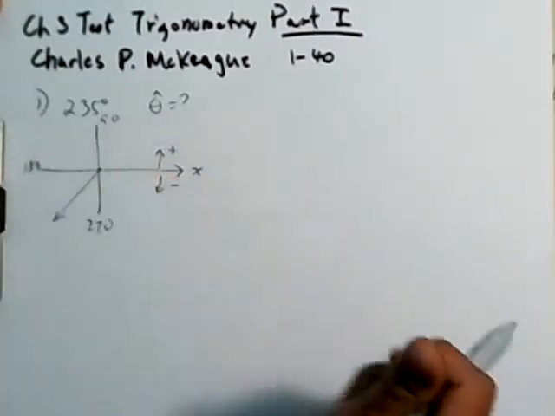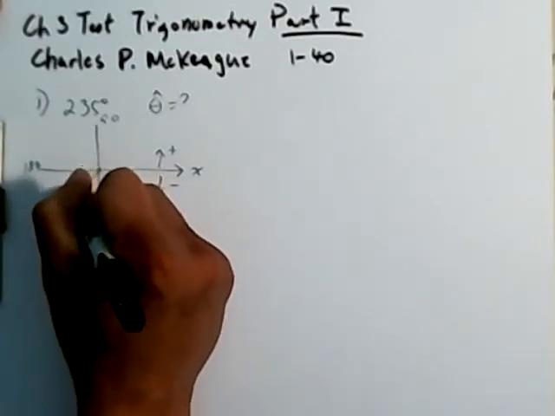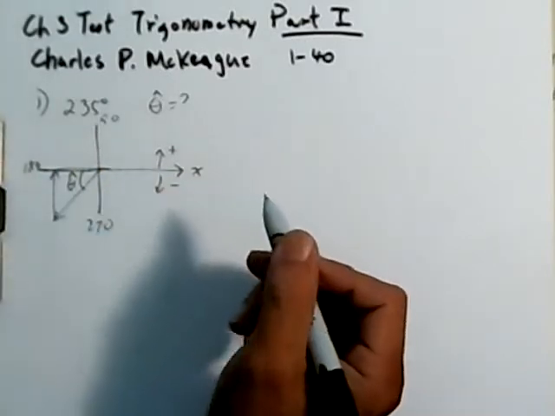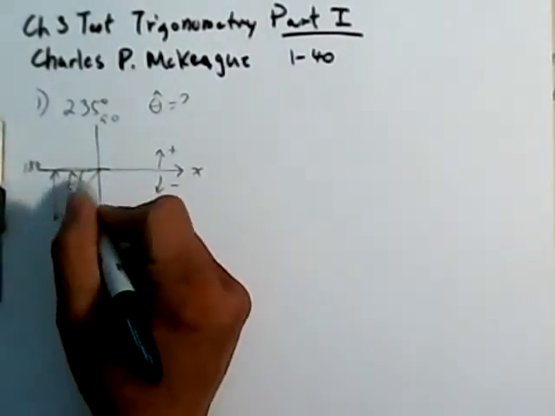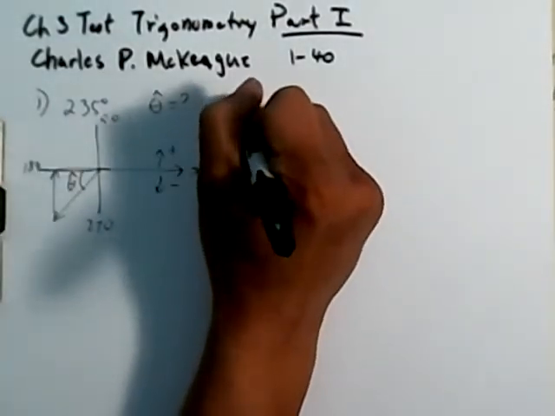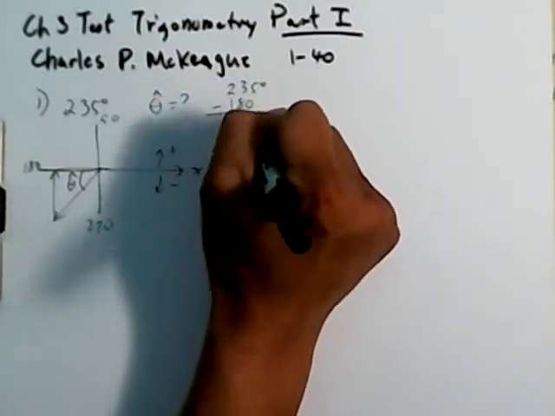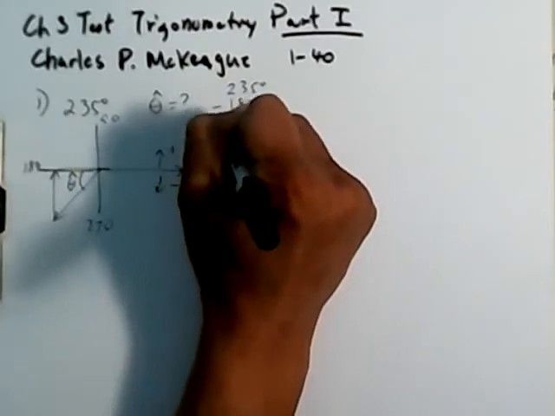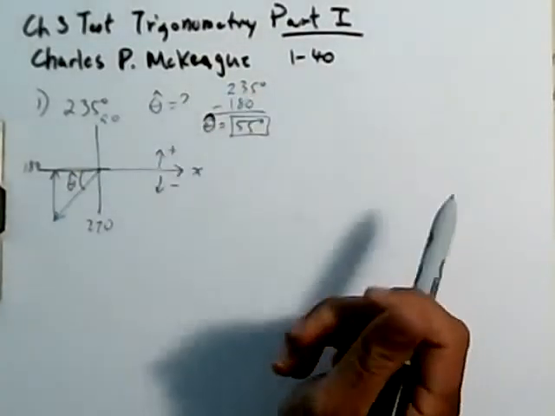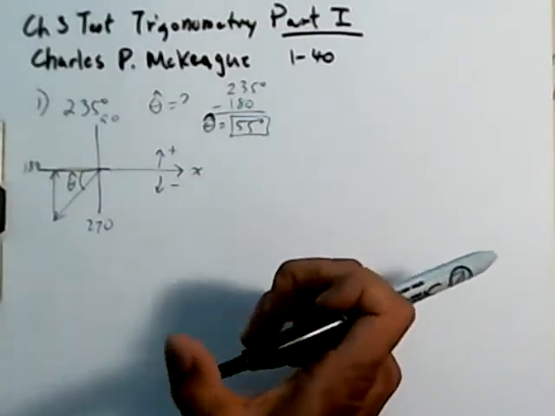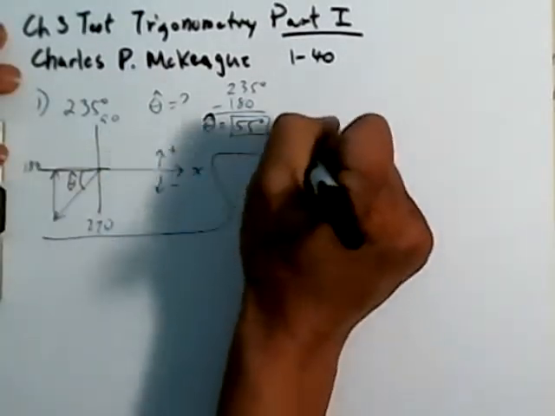Find the reference angle. The reference angle is always made with the x-axis. So there's the x-axis, the closest one, you draw it up. That's theta hat. How do you find theta hat? You take 180 degrees, subtract it from 235 degrees, and you get 55 degrees. That's theta hat, called the reference angle. Okay. Number 3 now, do the same thing as well.